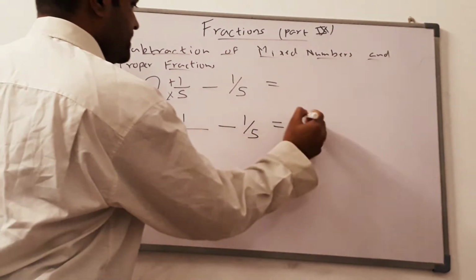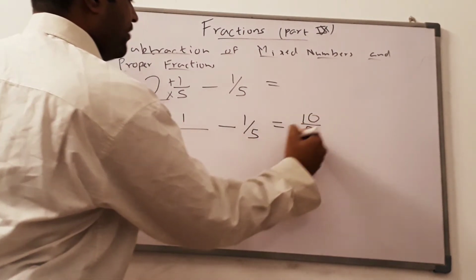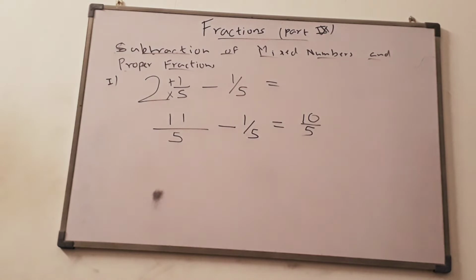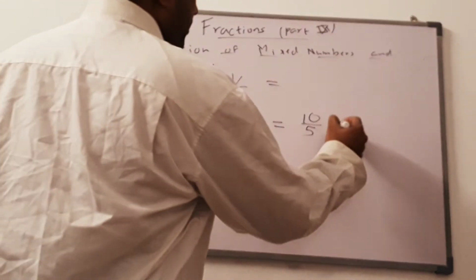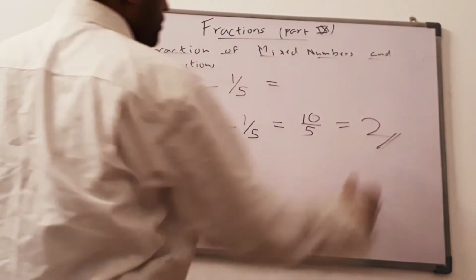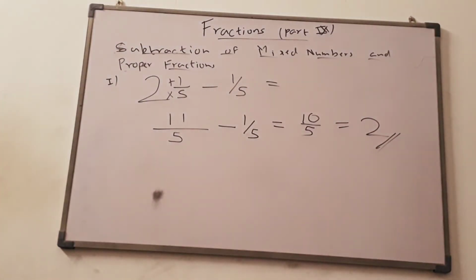So here the answer is 10 out of 5. This is an improper fraction. We can't keep it as an improper fraction, so we have to divide 10 by 5. 10 by 5 means 2. 2 is the answer here. When we divide, 10 is a multiple of 5 and 5 is a factor of 10. So when we divide 10 by 5, the answer is 2.